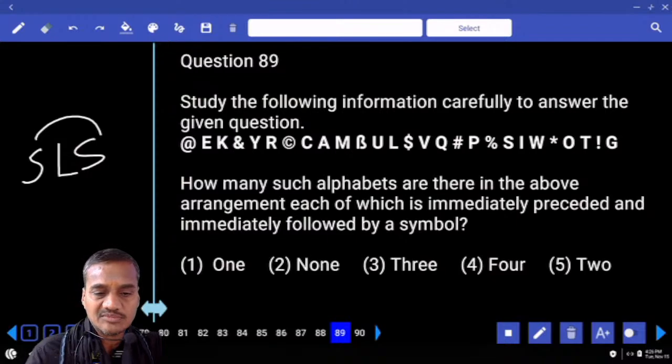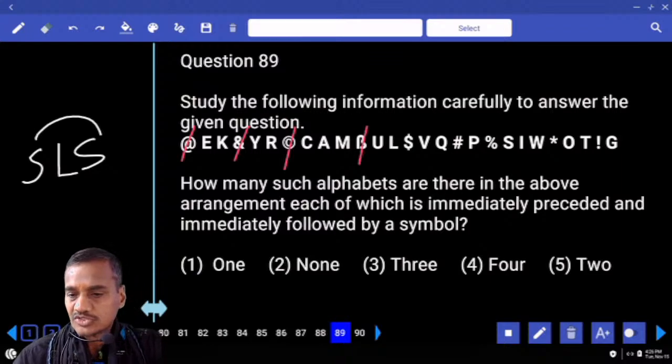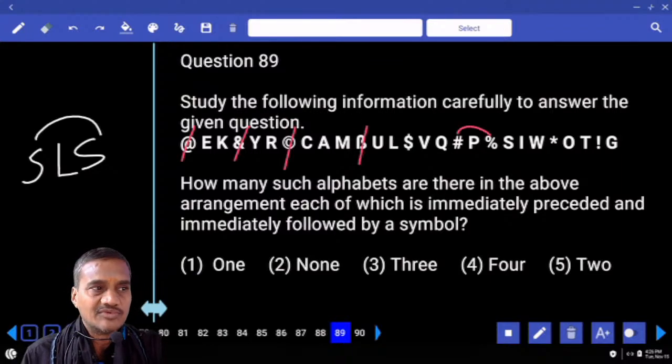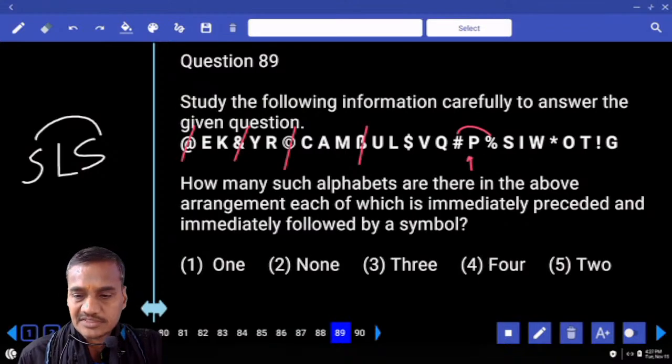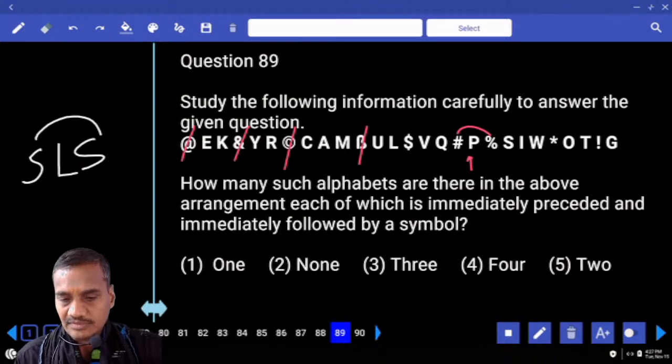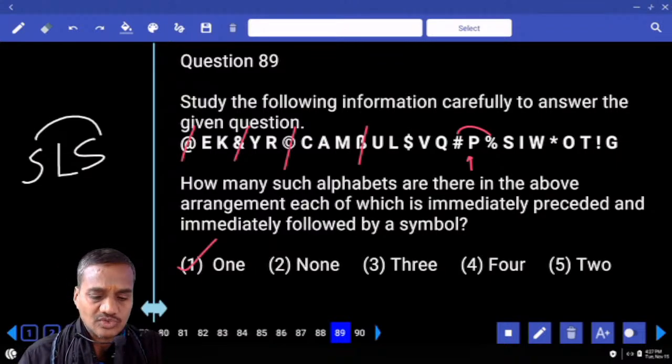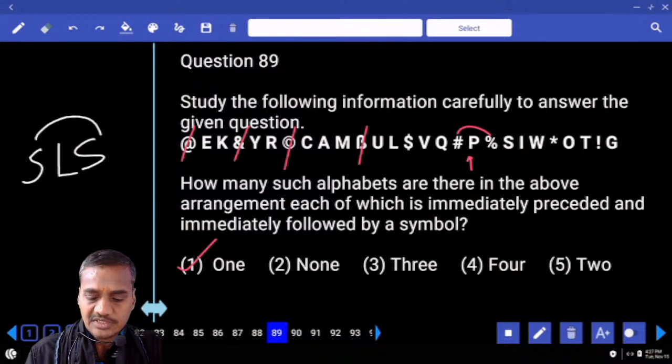Now symbol and symbol in the alternate places. This symbol cannot be taken. Symbols were not in the alternate places. Now here also symbol. Now here symbol and symbol were there. Now it is what? It is a letter. Isn't it? Letter, symbol, and a symbol. Then next one. And that's it. And so many are there? There is only one, that is choice 1, question number 89.